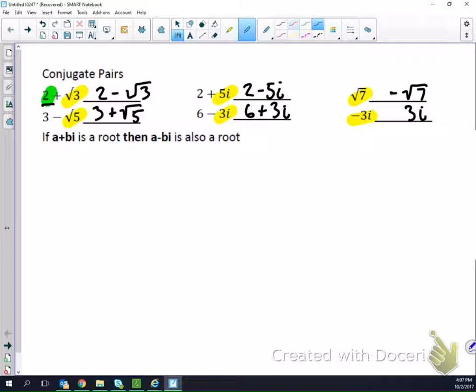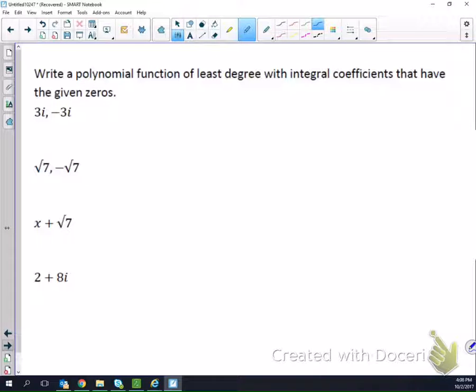Now, what's interesting about these conjugate pairs is that if one of them is a root, then the other is a root as well. Now that's working both with these imaginary numbers and the irrational numbers. All right, so if we know one, then we know the other also has to be a root. So if I were to say in this problem right here that 3 minus the square root of 5 is a root of my equation, then I also already know that 3 plus square root 5 is also a root of my polynomial.